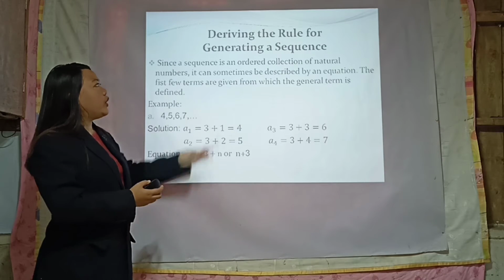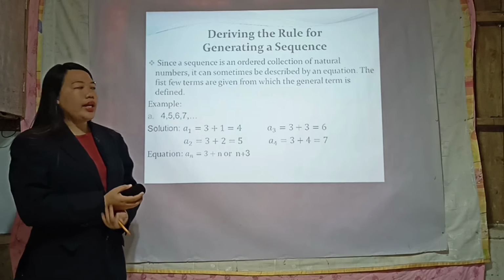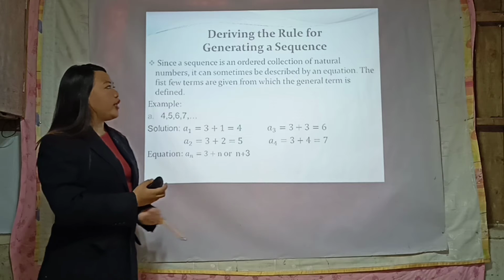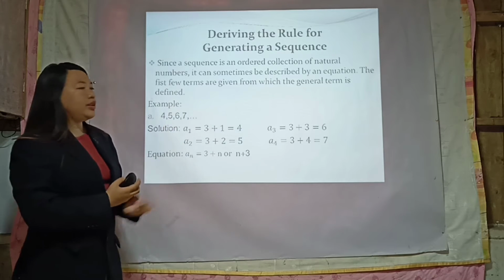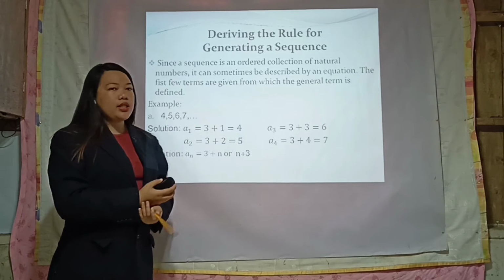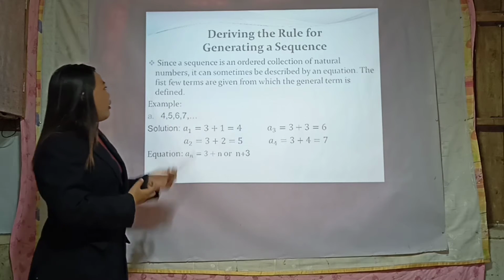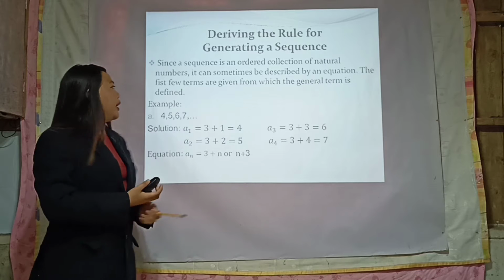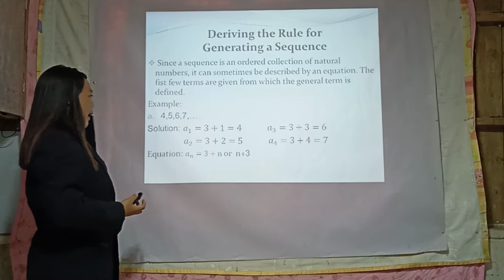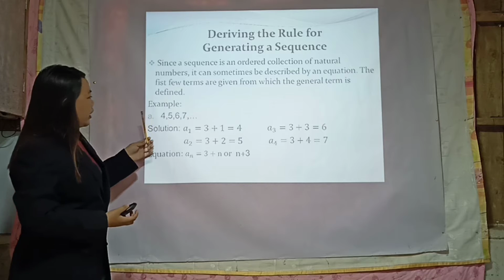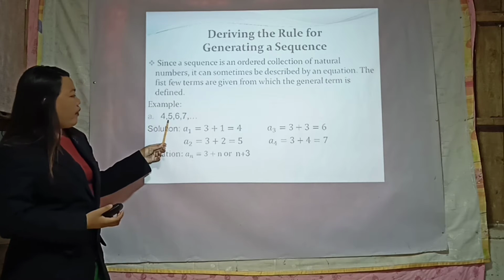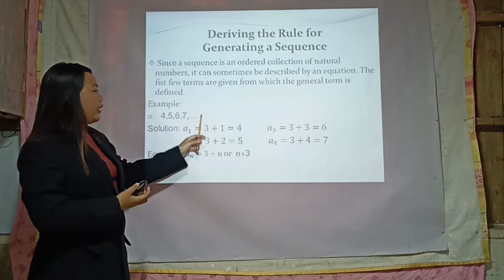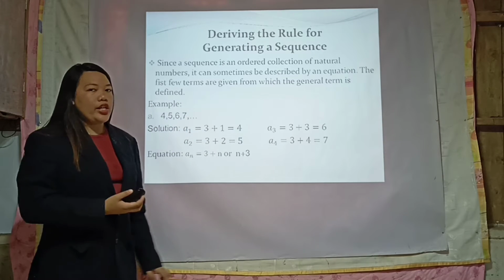So, now let's proceed to deriving the rule for generating a sequence. Since a sequence is an ordered collection of natural numbers, it can sometimes be described by an equation. The first few terms are given, from which the general term is defined. For example, the sequence 4, 5, 6, 7, and so on. How do we generate this into an equation?